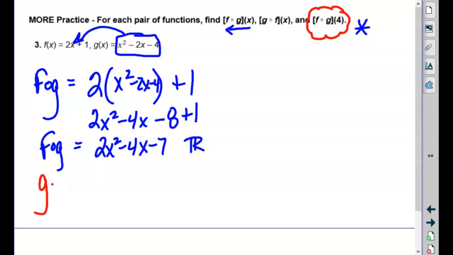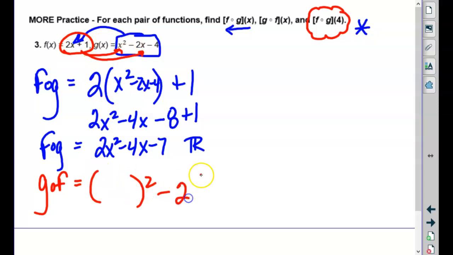Okay, g of f, we've got to put f in here. Now, this is about as hard as I would probably ask you on a quiz, but I would ask one like this. Put f into g. So you're writing out g, but into those, you have to put f, which was 2x plus 1. Is everybody okay? Did I lose anybody yet? Okay, this is where it gets nasty, though.